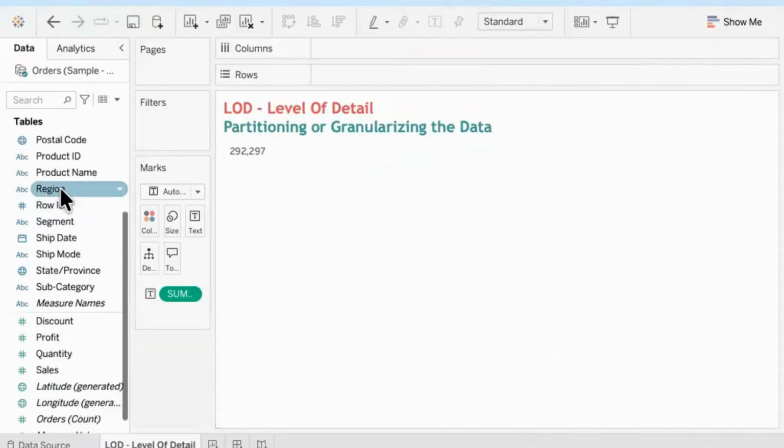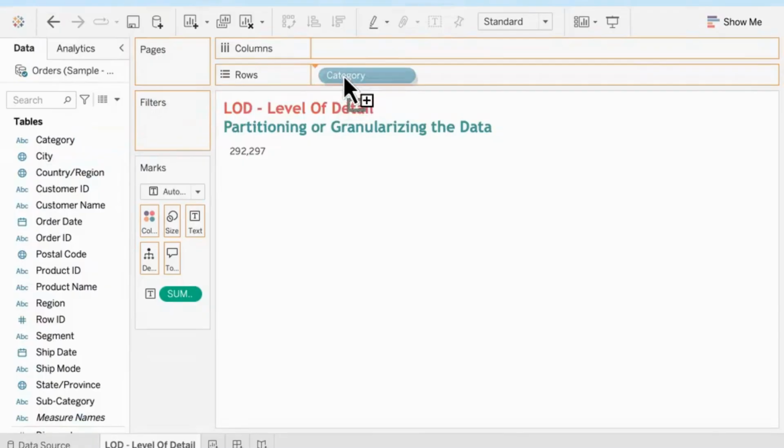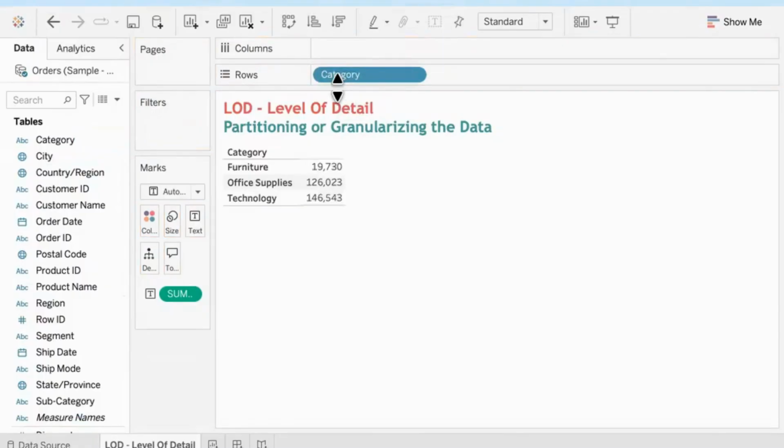Okay, now when we bring a dimension into the picture, what will happen? Suppose I leave category in the rows shelf. It is not just showing us the members present in that field. It's not just showing me furniture and office supplies and technology. Even the numbers are associated. The profit is associated. How come? What exactly happened here? When you use dimensions, automatically the data is partitioned or granularized. It is broken down into smaller parts based on how many ever members might be present in that field.